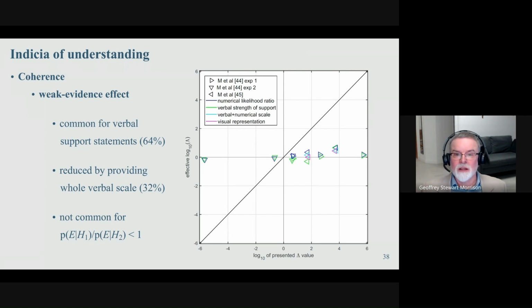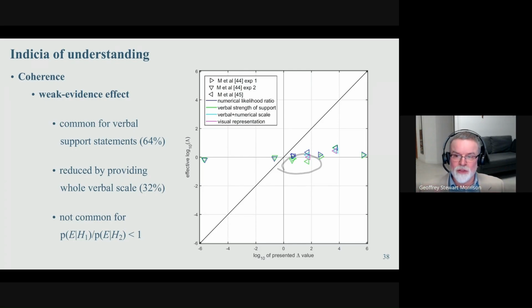In this plot, the verbal support statements are colored green, and you can see there are several green triangles here. They are weak support, or actually going up to the next level, I can't remember which. And 64% of participants interpreted these verbal expressions as stronger support for the different source hypothesis, even though they were intended to communicate support for the same source hypothesis.